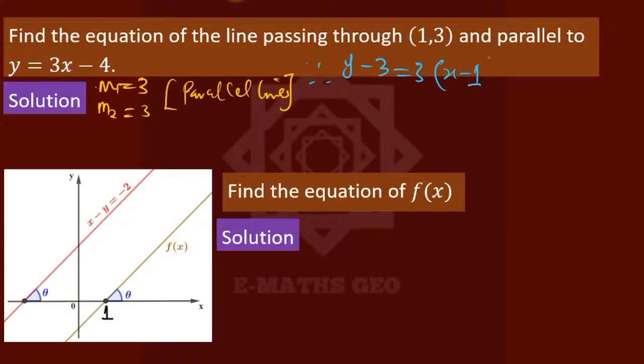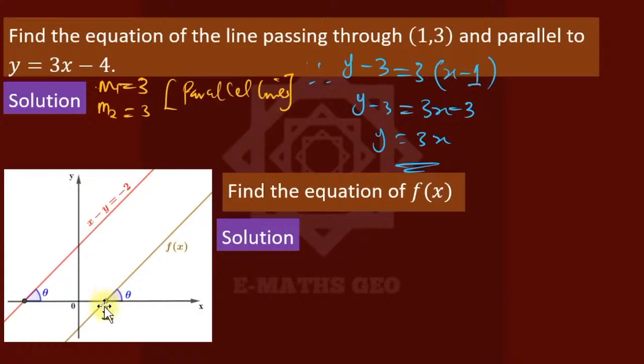So using the point slope form of the equation of a line, this is y minus 3 equals 3x minus 3. So the answer is y equals 3x. That's the line's equation. This is f of x. So we want to get the equation.